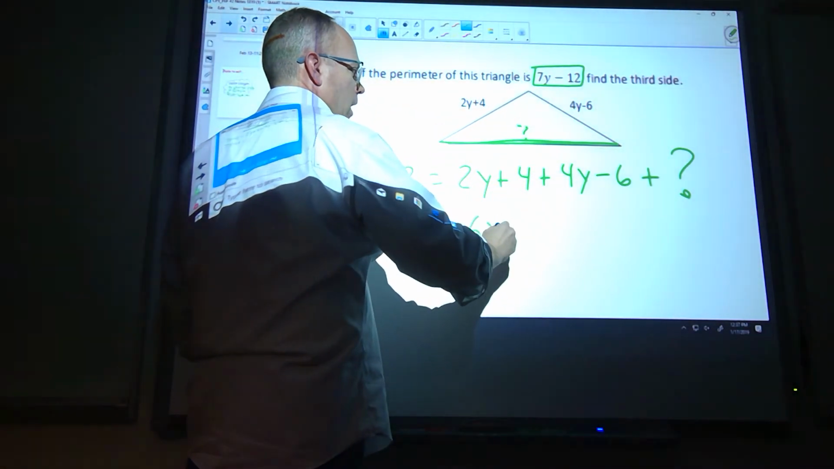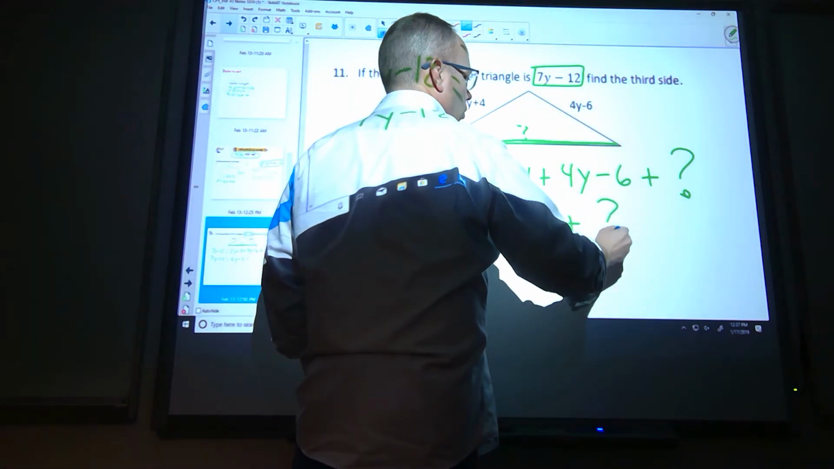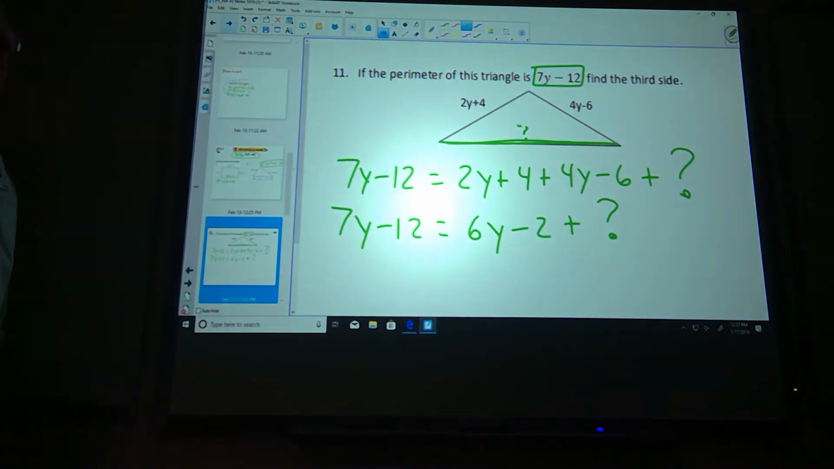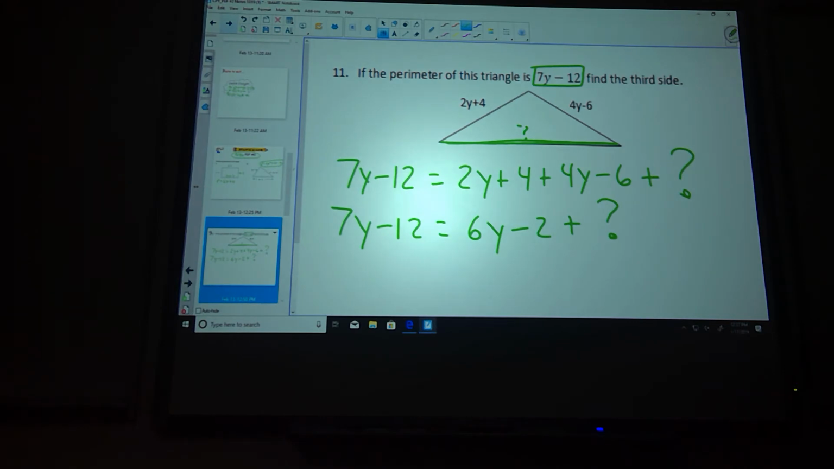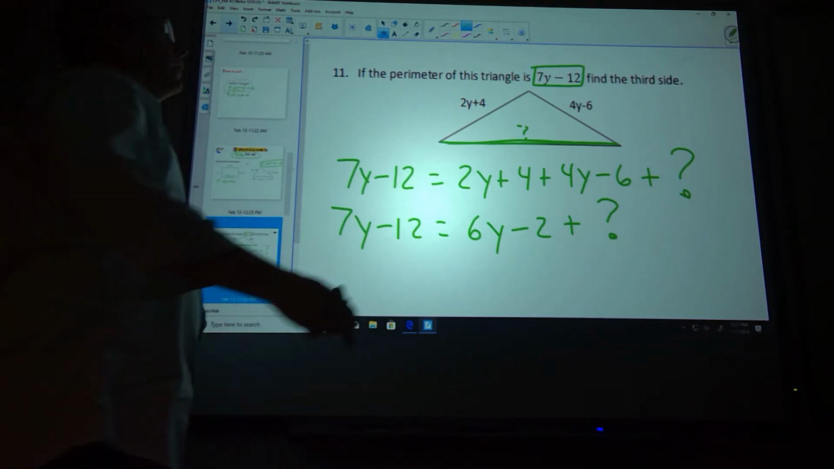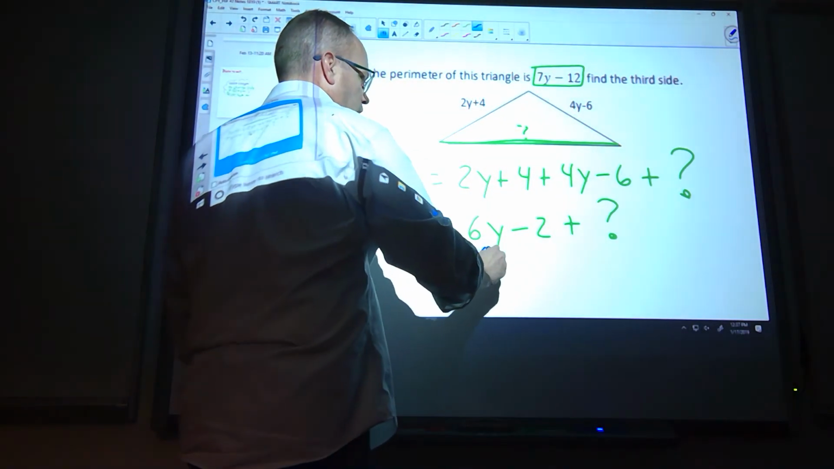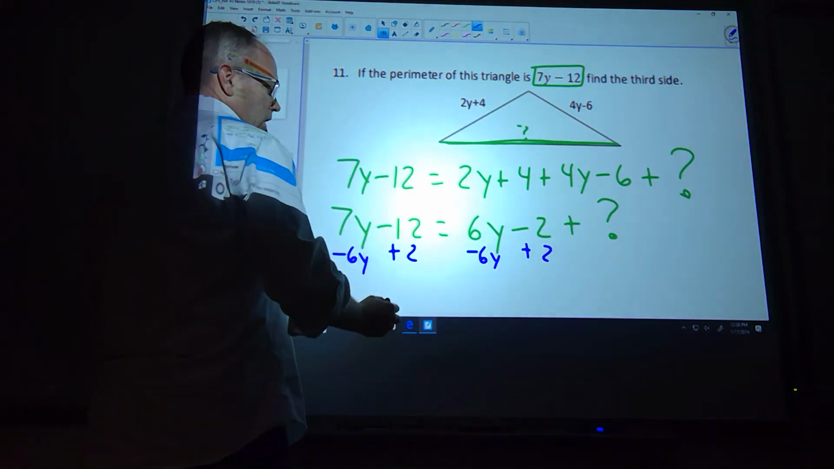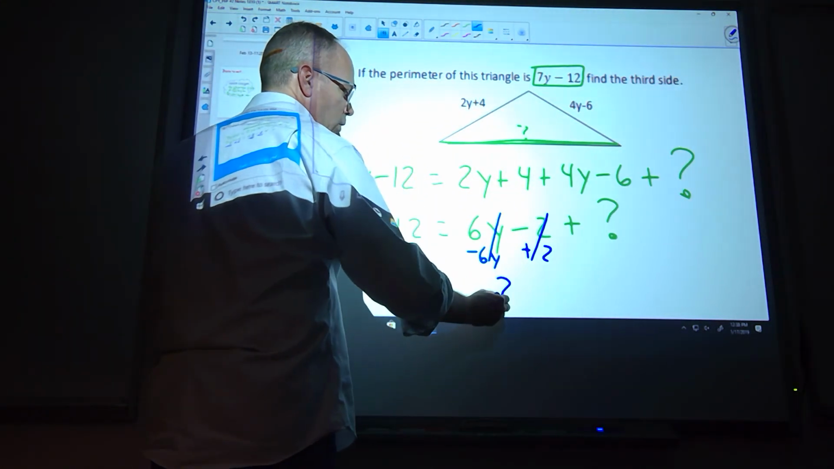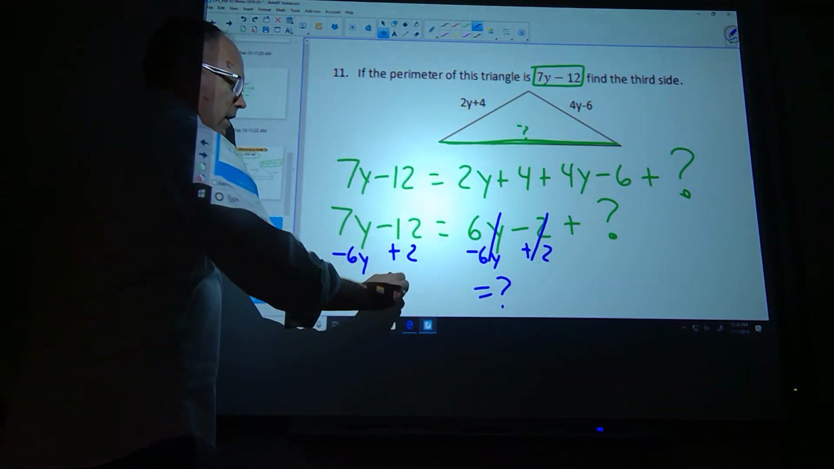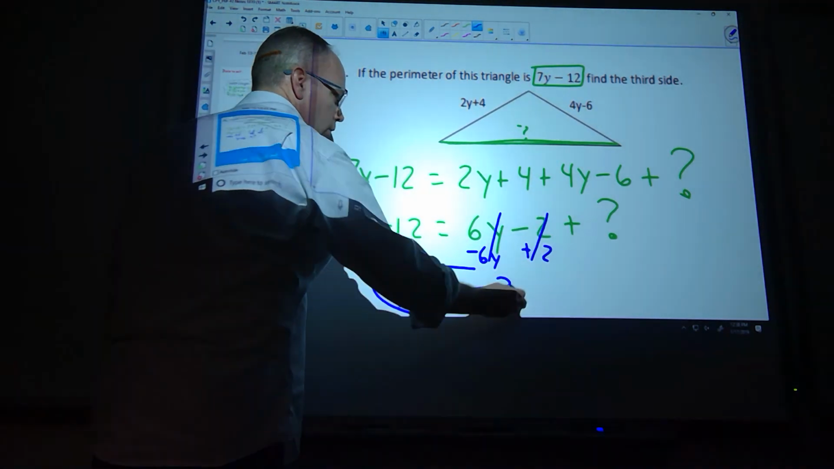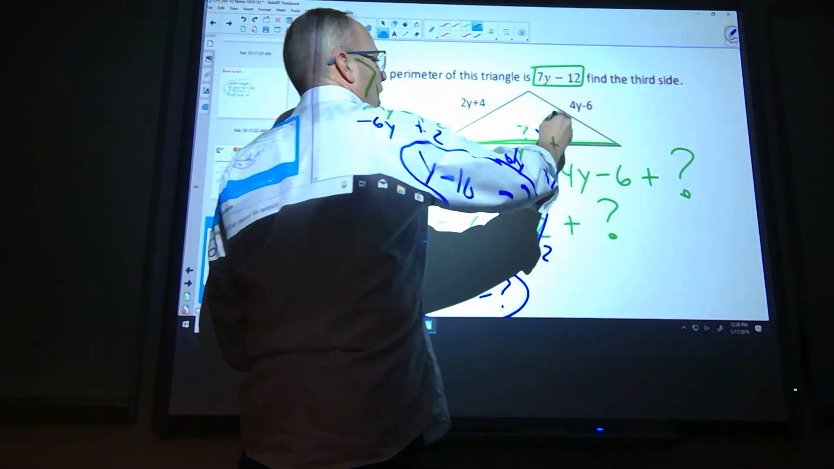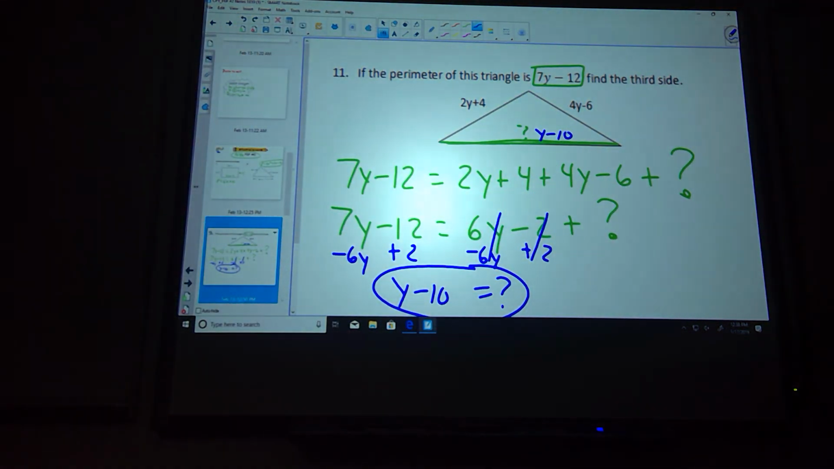Combine like terms over here, 6y minus 2, and then I still have this question mark. So I want to get that question mark all alone. So what do you think I should do with 6y? Cancel. How? Subtract it. What should I do with negative 2? Add it. Okay? So I'm going to do that to both sides. I'm going to subtract 6y from both sides, and then I'm going to add 2 to both sides. And that's going to allow me to know that those cancel that. So that gives me question mark is equal to y minus 10. So that means this side right here is y minus 10. So we'll find our third side.